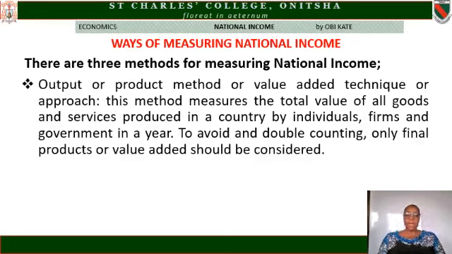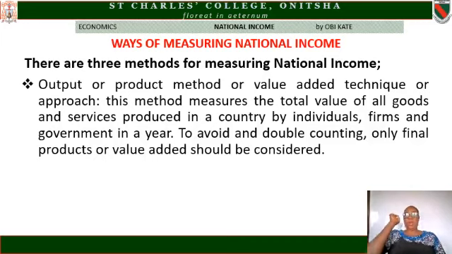The first one we have here is the output or product method, or value-added technique or approach. This method measures the total value of all goods and services produced in a country by individuals, firms, and governments in a year. To avoid double counting, only final products or value added should be considered.